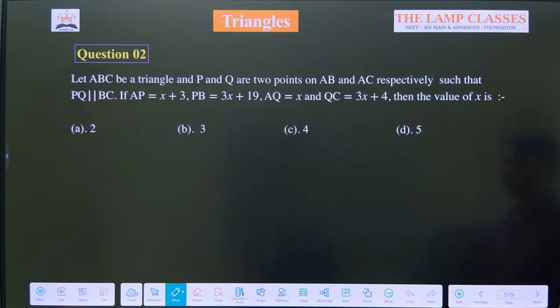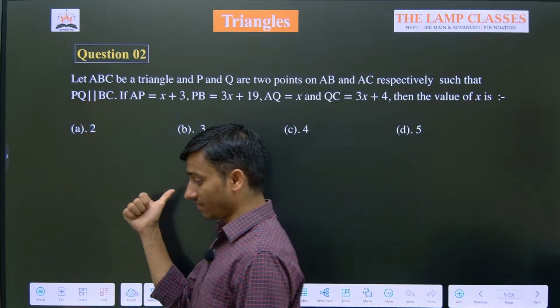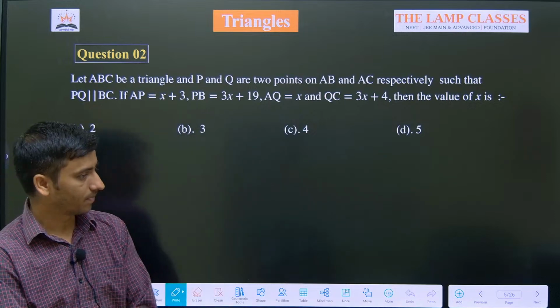Okay, then let's do the next question now. This is again a very standard question they ask regularly. Find x.